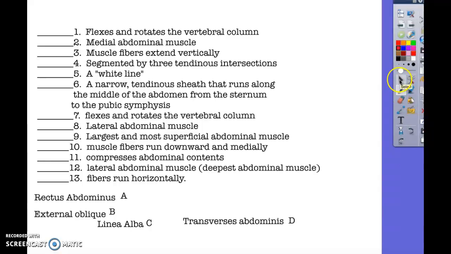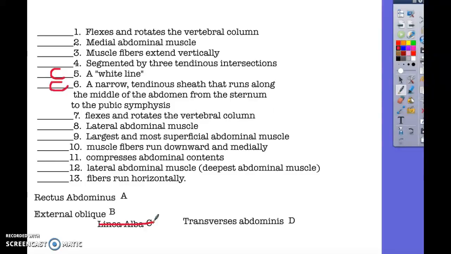Okay, so I have to use letters more than once, so I'm just going to write them in. It might be easier. Okay, a white line. I know that one for sure. I'll start there. Here's my B. I know it is that narrow tendinous sheath. Okay, so B, I am done with. And that's not B. C. Okay, C I'm finished with.